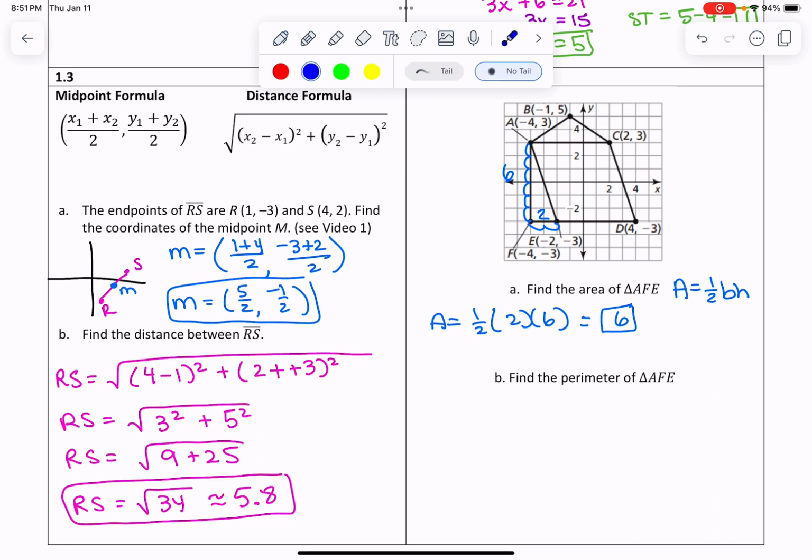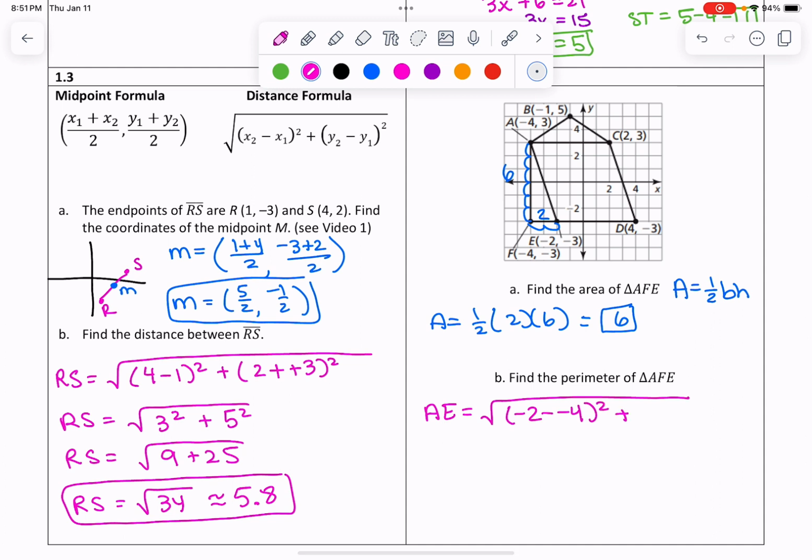For the perimeter, we need this third side, the hypotenuse of this right triangle. And since it's on a slant, we can't count the spaces, we have to use the distance formula. So now if I want to find the length of AE, we're going to take the square root of the difference of the x's, -2 minus a -4 quantity squared, plus the difference of the y's, -3 minus 3 quantity squared.